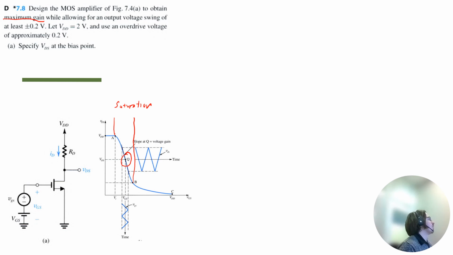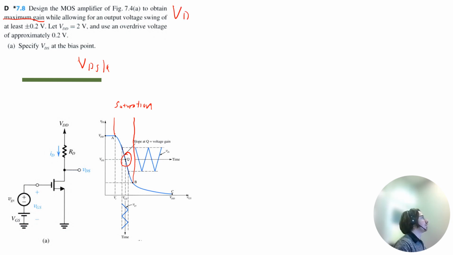It's going to allow this kind of curve to make sure that we do not exit the saturation region. So in other words, for part A, we're solving for VDS at point Q. So let's get started with that.